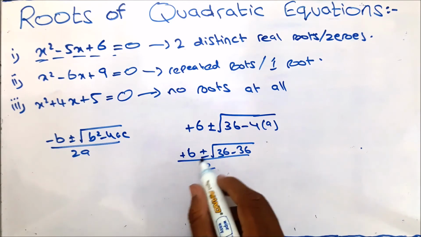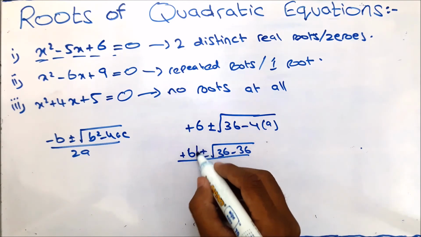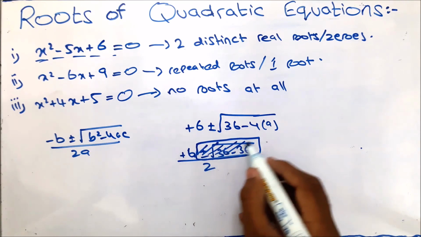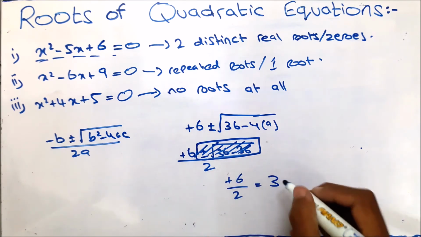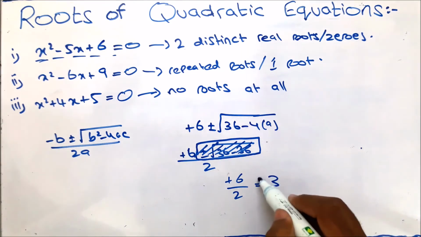And then when we solve it, 36 minus 36 becomes 0, so this whole thing just cancels out, it becomes 0, and here we get plus 6 divided by 2, and 3 as our answer. Okay, here we only have one answer, one root.